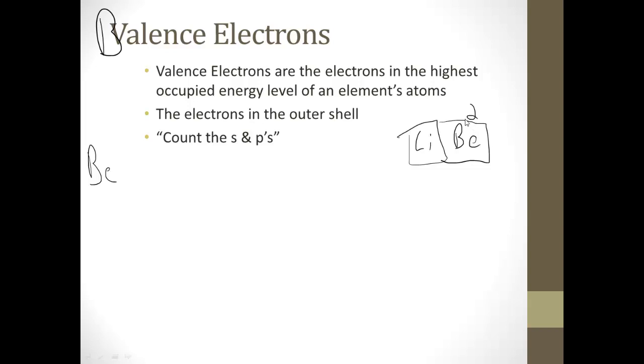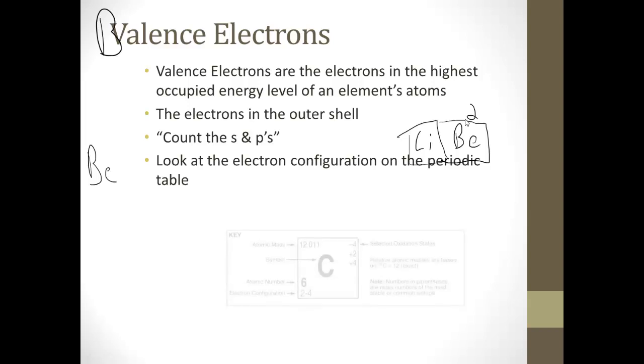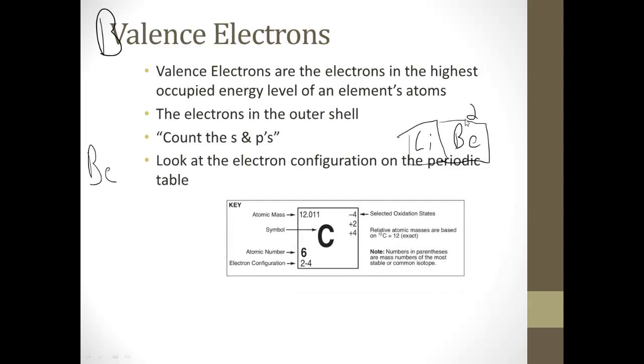Another way to do it is if you look at the electron configuration on the periodic table. The electron configuration is right here in the lower right-hand corner of the box. That last number is going to be the number of valence electrons, the number of electrons in the outer shell. So carbon has 4 valence electrons.